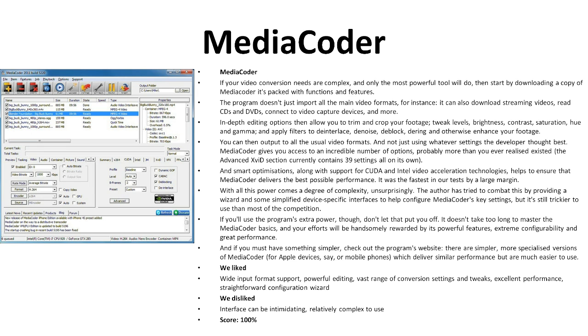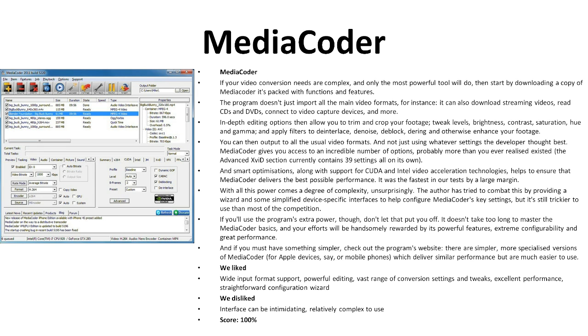In-depth editing options then allow you to trim and crop your footage, tweak levels, brightness, contrast, saturation, hue and gamma, and apply filters to deinterlace, denoise, deblock, dering and otherwise enhance your footage. You can then output to all the usual video formats. And not just using whatever settings the developer thought best. MediaCoder gives you access to an incredible number of options, probably more than you ever realized existed.